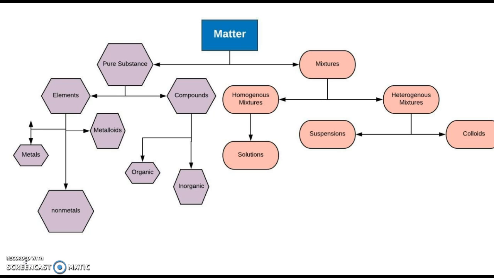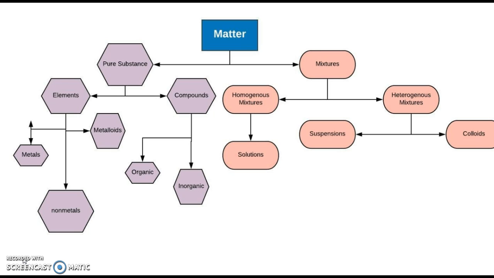And then suspensions have the largest of all dispersed particles. In suspensions, you can separate them, so there's a clear separation between the parts. And then colloids have dispersed particles that are larger than those in solutions and may be visible on close inspection with a microscope.